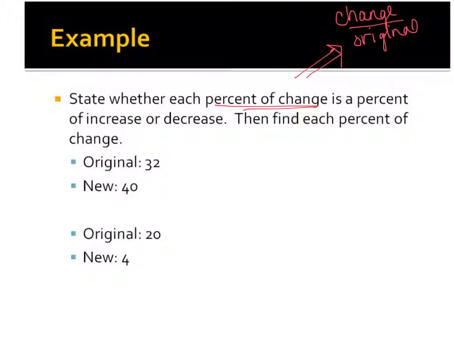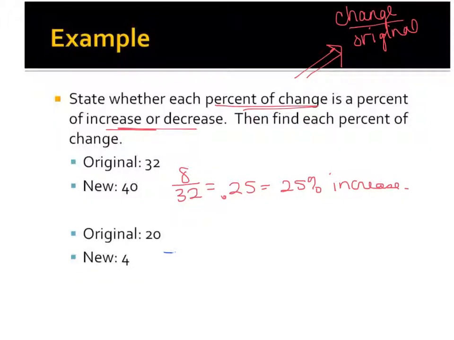So what that looks like here, if I have an original value of 32 and a new value of 40, the change in those numbers is 8. The original price was 32. So on my calculator, I'm just going to do 8 divided by 32, which is 0.25. And that then would be 25%. Okay? And is this an increase or a decrease? Well, this would be an increase since the number went up. Okay? So that's it. Change over original.